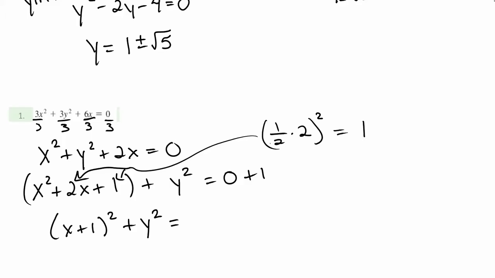Okay? But we have to add it here as well, because you can't just add 1 to one side. You have to add it to both sides. Okay, and so this will be like x minus negative 1.